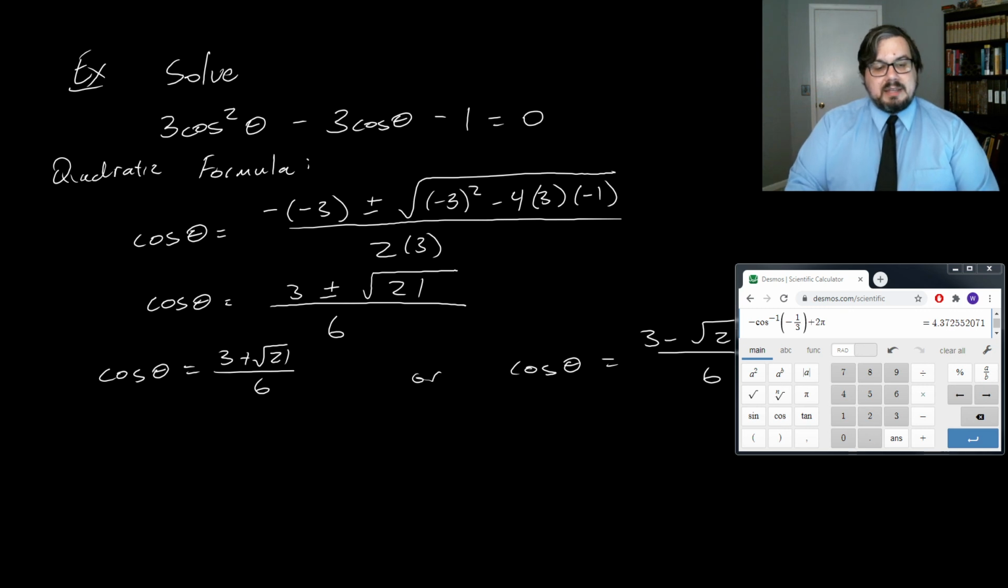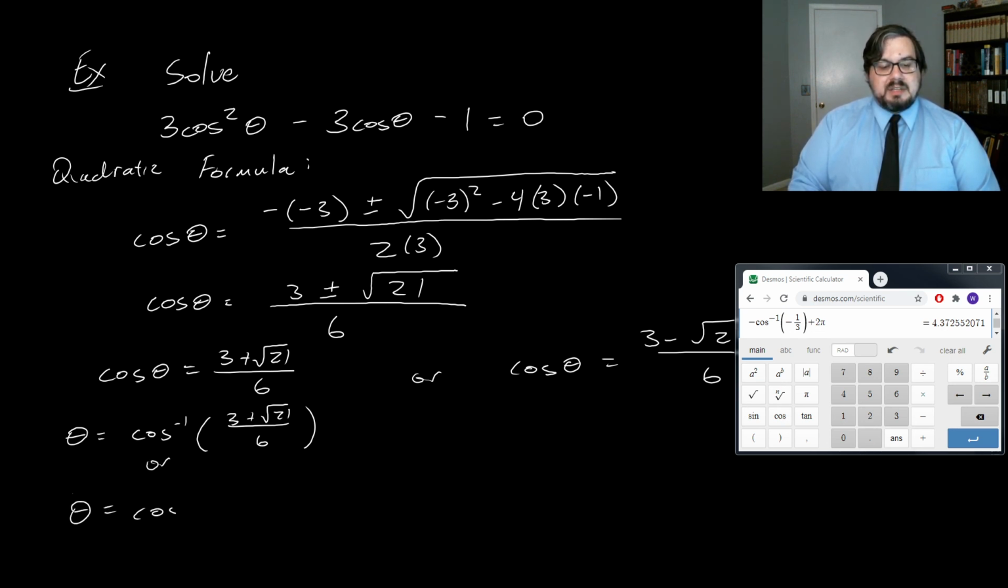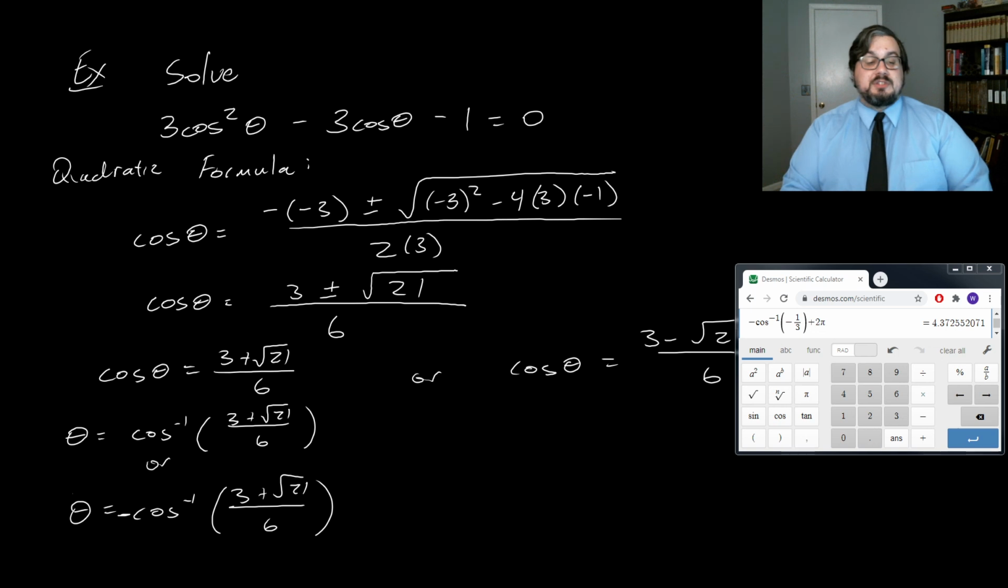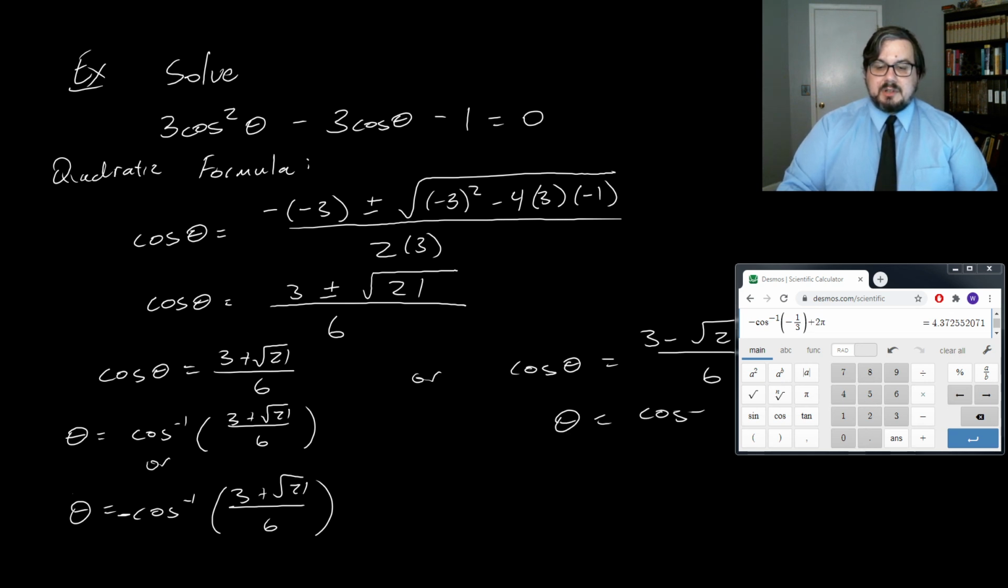So from here we can get that theta is equal to inverse cosine of 3 plus the square root of 21 over 6, or theta equals a negative inverse cosine of 3 plus the square root of 21 over 6, because those are the two solutions that we get from the previous page. And from here we can get that theta is equal to inverse cosine of 3 minus the square root of 21 over 6, and theta equals negative inverse cosine of 3 minus the square root of 21 over 6.